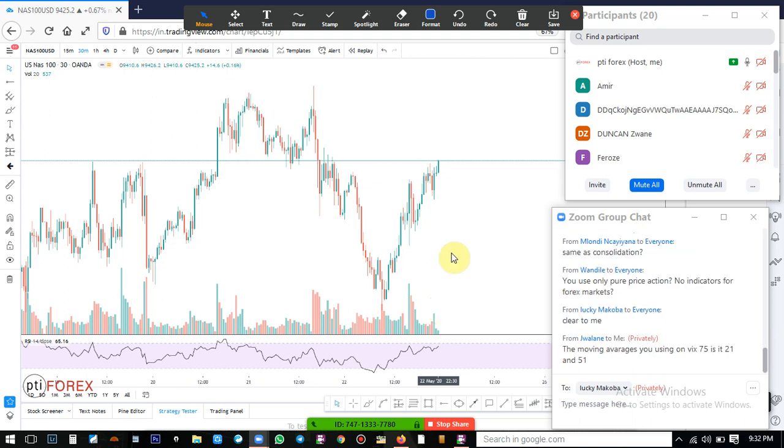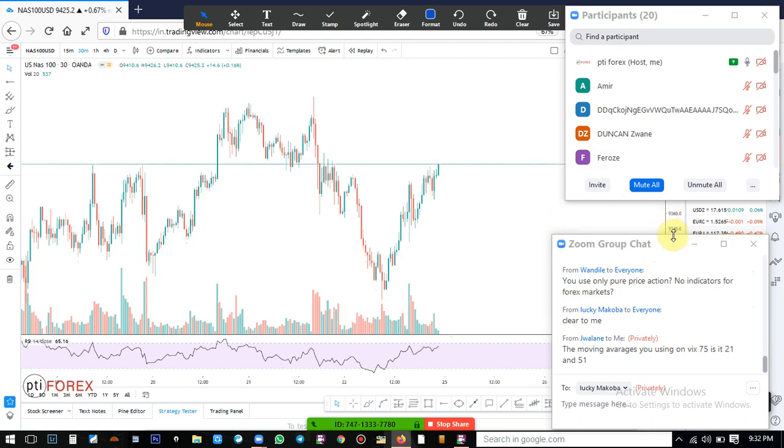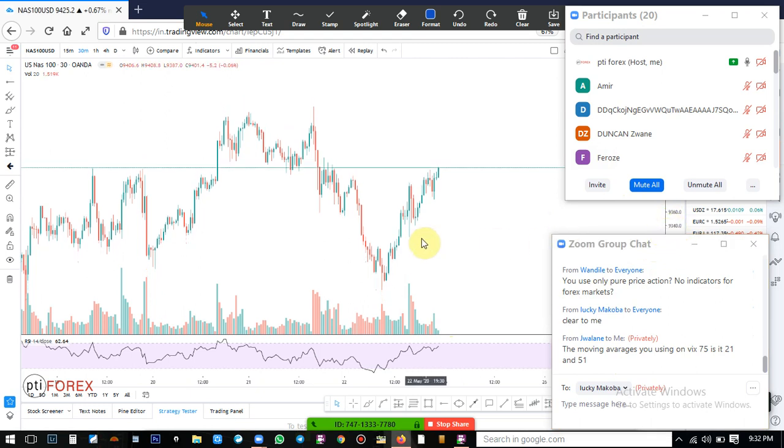Okay, indicators, the moving averages you're using, 21 and 51. Yes, indicators, I do use indicators, but maybe if you are new here, you'll have some problem. I do use indicators, like the indicators which are on my screen, volume, and also the relative strength index. They are not here just decorating. I use them when I analyze the market, and I taught you guys how to apply them.